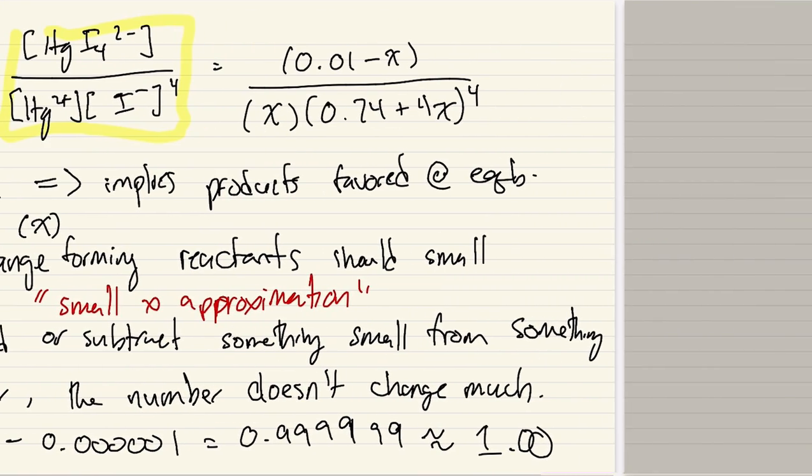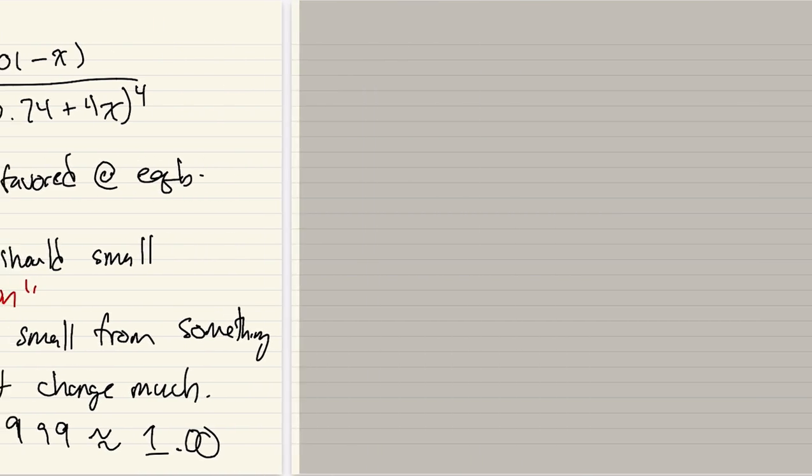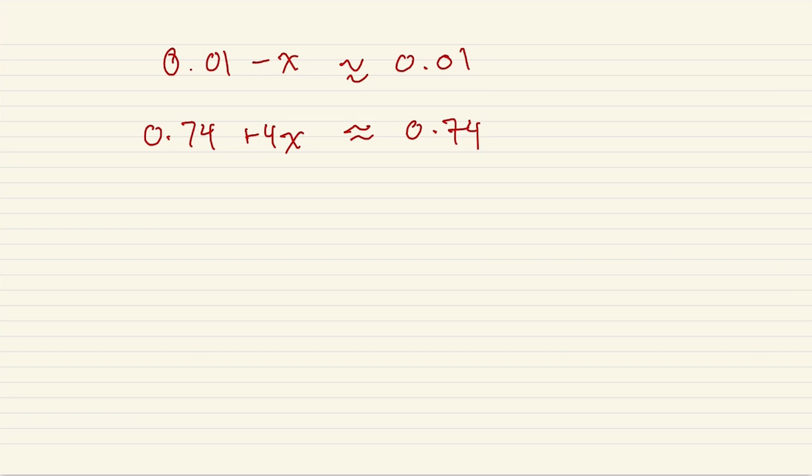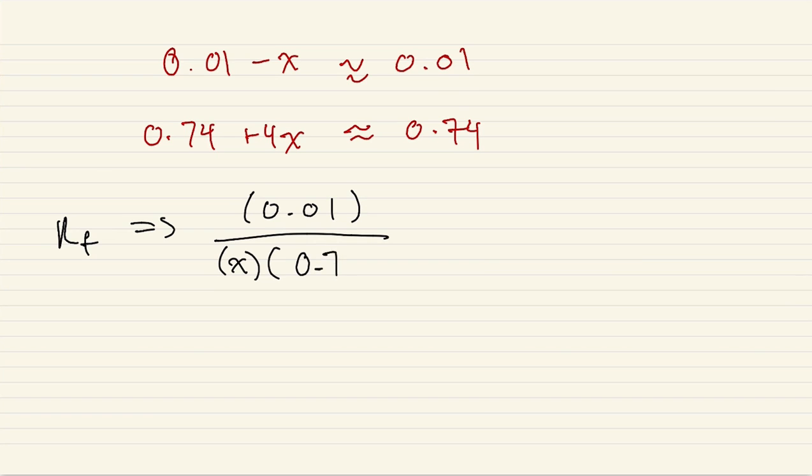And so applying this to our problem means that 0.01 minus x is approximately equal to 0.01, and 0.74 plus 4x is approximately equal to 0.74. So our expression, Kf, goes to 0.01 over x times 0.74 to the fourth power.